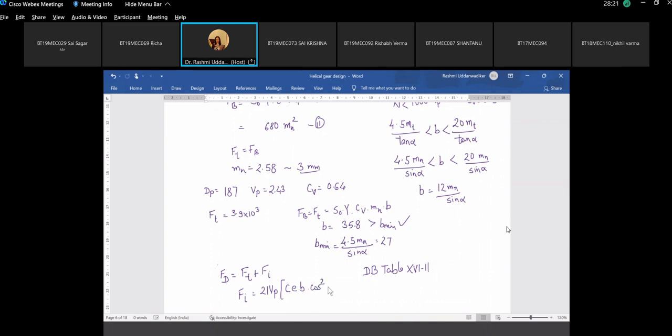Cos square psi, the helix angle that we have taken as alpha, plus Ft value you know. This is again multiplied with one more cos alpha term. In the denominator, it is 21 times Vp plus under root CEB cos square alpha plus FT.